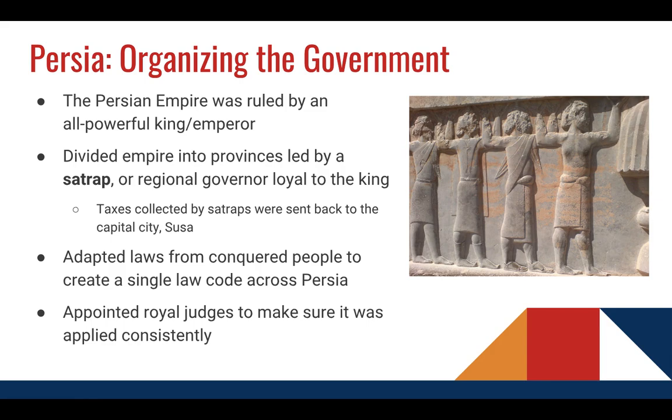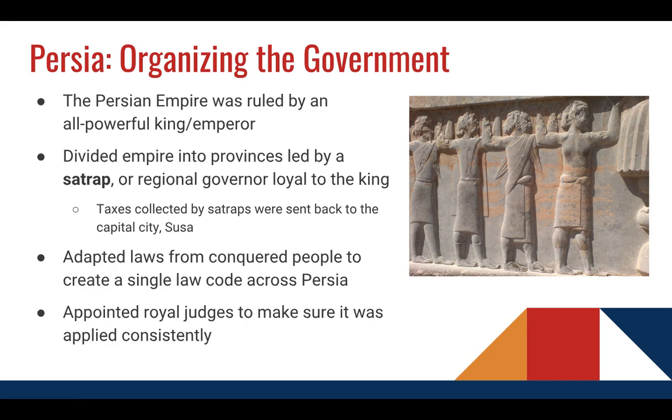And so the Persian Empire creates this position called a satrap. It's basically a regional governor who collected taxes that they sent back to the capital city. They made sure the laws were running smoothly, making sure people were trading fairly. And so they run the day-to-day operations in each of these provinces throughout the Persian Empire.